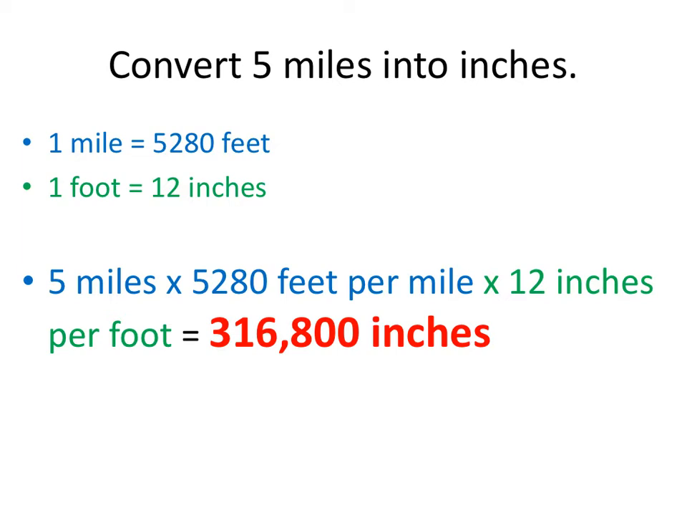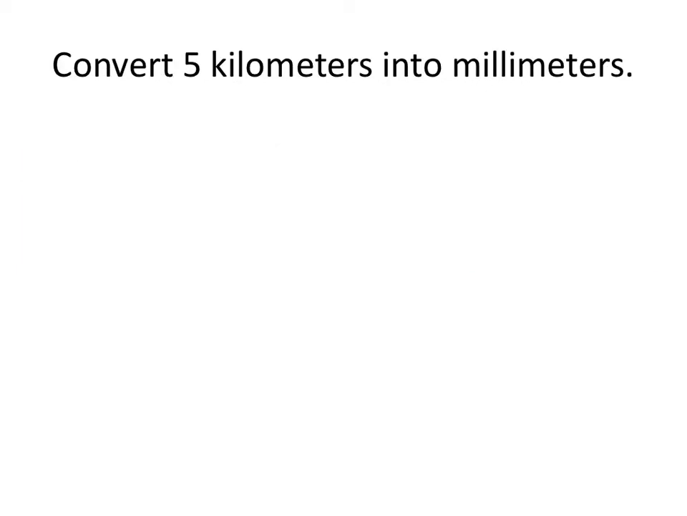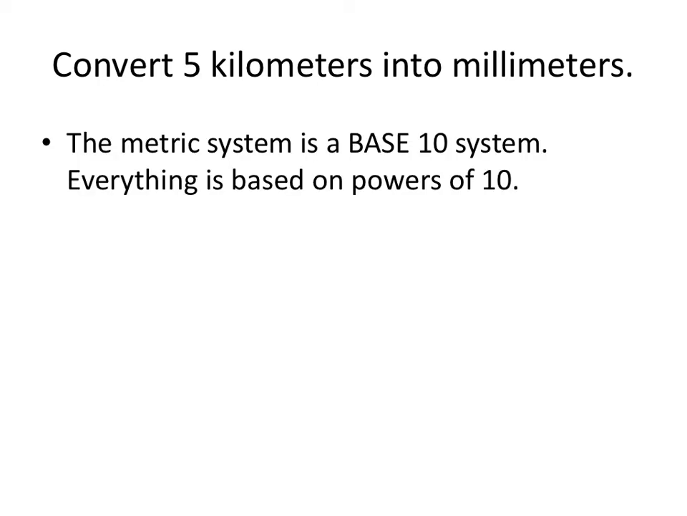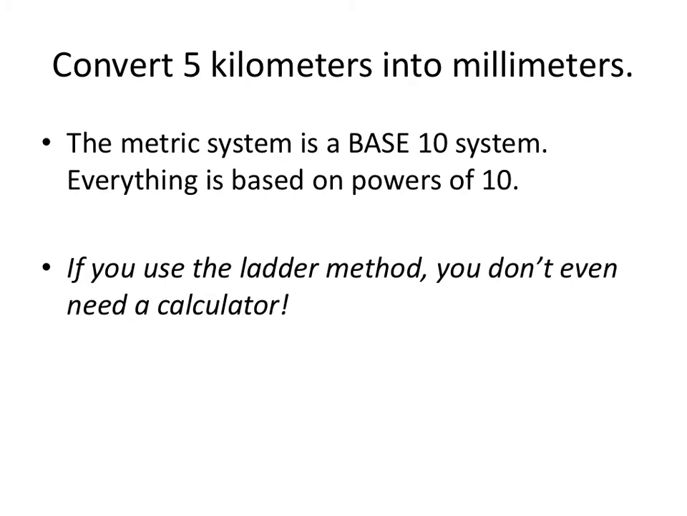Now let's talk a little about the metric system, and you'll see why it's so much easier. Let's say I give you a problem like convert 5 kilometers into millimeters. Now the metric system is what's called a base 10 system. That means everything is based off of powers of 10, multiplying by multiples of 10, dividing by multiples of 10. And then what that means is if you use what's called the ladder method, you don't even need a calculator. You just have to look at your little stair-step ladder chart and move a decimal point.